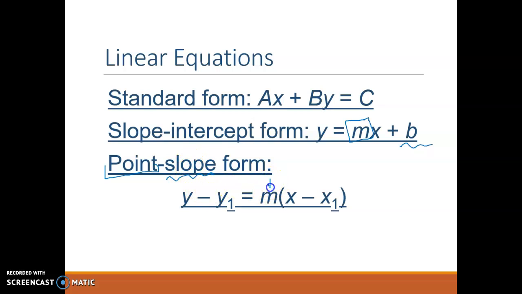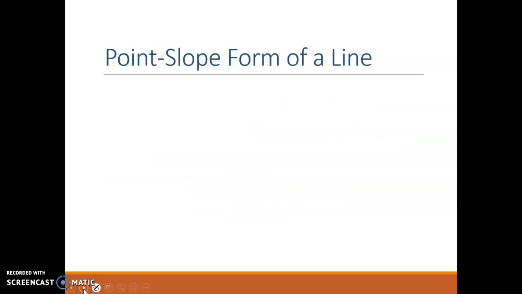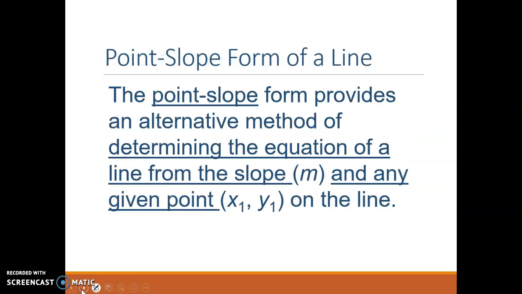In this case, m would be our slope, just like in slope-intercept form, and the y1 and x1 would be the two x's and y's, or the 2 points that we know. The variables x and y that don't have the subnumbers with them would just stay x and y, like in slope-intercept form. So point-slope form of a line provides an alternative method of determining the equation of a line from the slope and any given point.